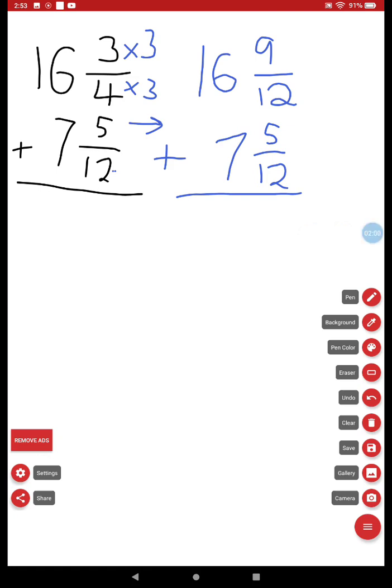Now let's add it together. 9 plus 5 gets me 14. 12 stays as my denominator. 16 plus 7 gets me 23. But I can't just say 23 and 14/12. I need to regroup because 14 is bigger than 12.